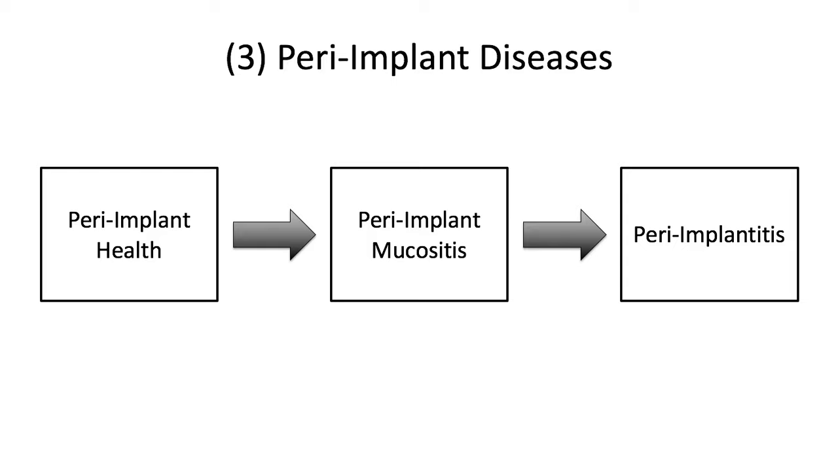And lastly, we have peri-implant diseases that go from peri-implant health to peri-implant mucositis to peri-implantitis. And risk factors and risk indicators for these disease processes include smoking, diabetes, poor oral hygiene, poor compliance with supportive care, excess cement, lack of keratinized mucosa around the implant, and for peri-implantitis specifically, a history of previous periodontitis around natural teeth. There are also some genetic factors that can play a role in this progression.